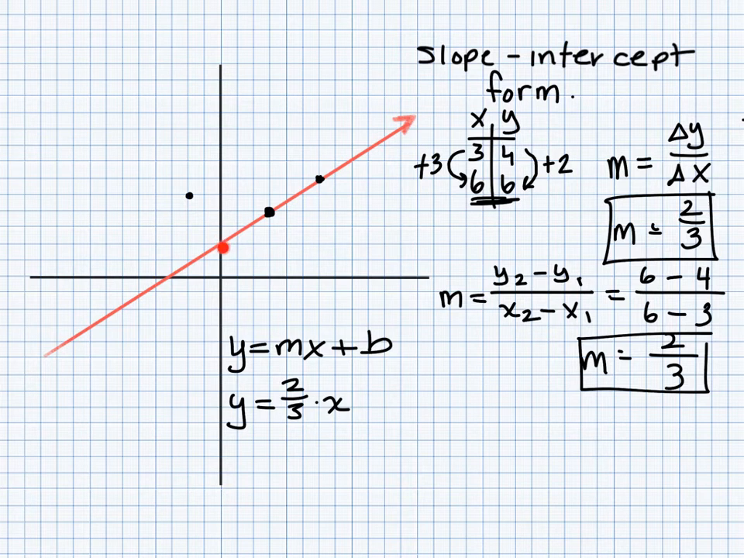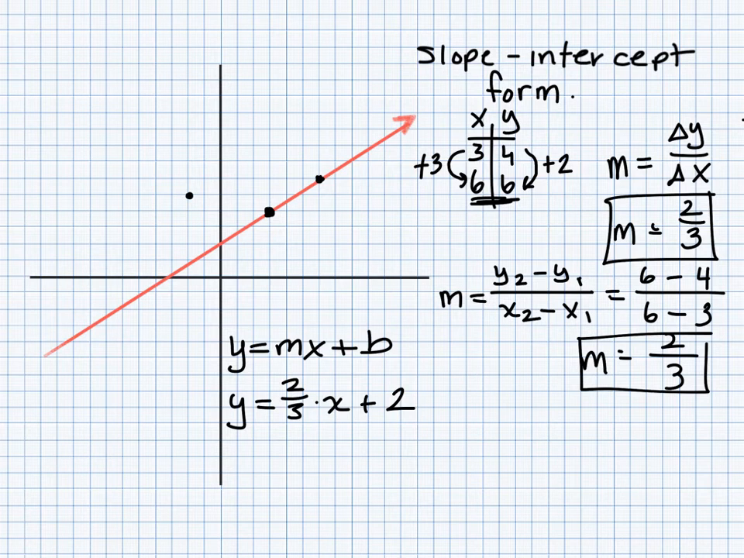So I'm basically just reading along this y-axis, all right? I'm figuring out where my red line crosses the y-axis. What is the value of y when this line crosses? And it crosses at the value of 2. So that's my y-intercept. So my equation is y equals 2/3 x plus 2. And there you have it. That's it. It's done, okay?